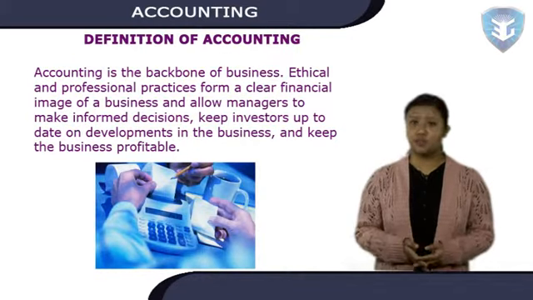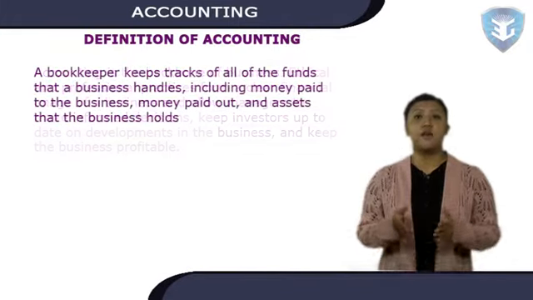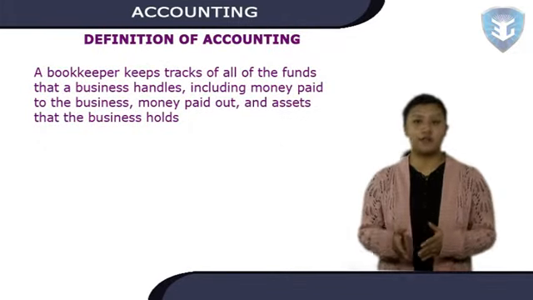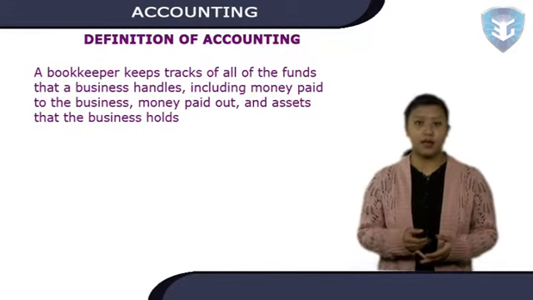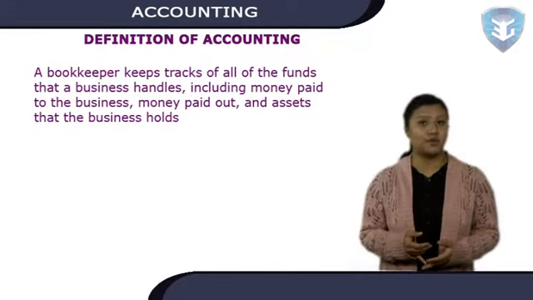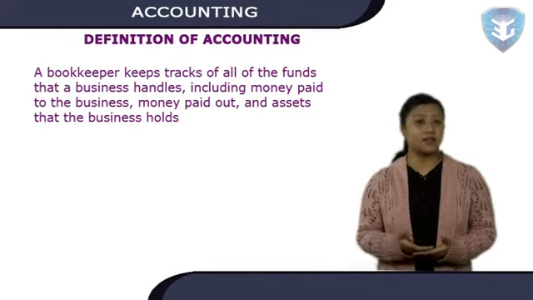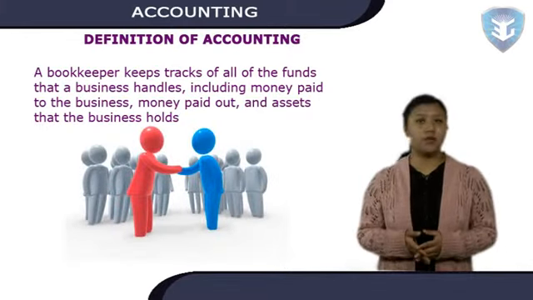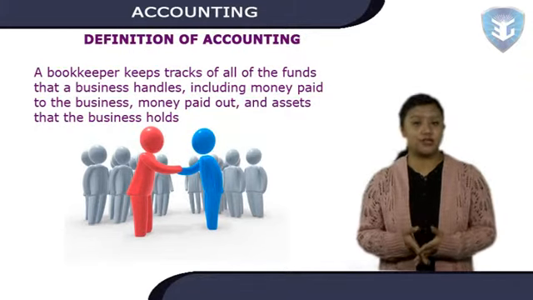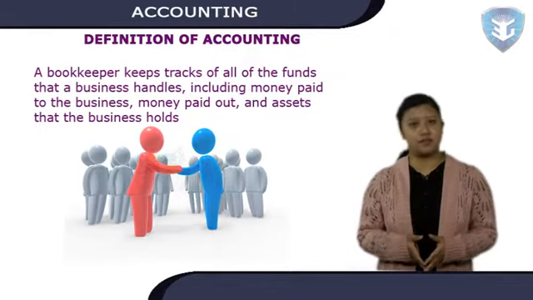A number of disciplines are involved in accounting. At its root is bookkeeping. A bookkeeper keeps track of all of the funds that a business handles, including money paid to the business, money paid out, and assets that the business holds. His or her goal is to keep the ledgers of the company balanced so that anyone can assess, at a glance, the financial state of the company. Records handled by a bookkeeper include payroll, company ledgers, bank statements, and paperwork pertaining to real estate and investments.